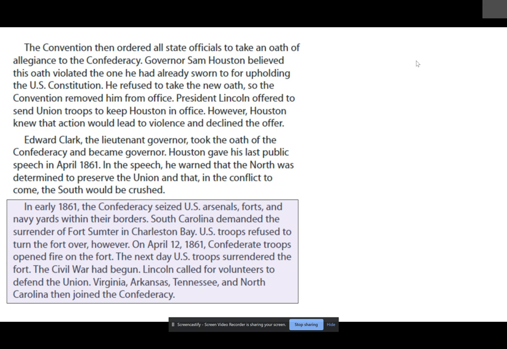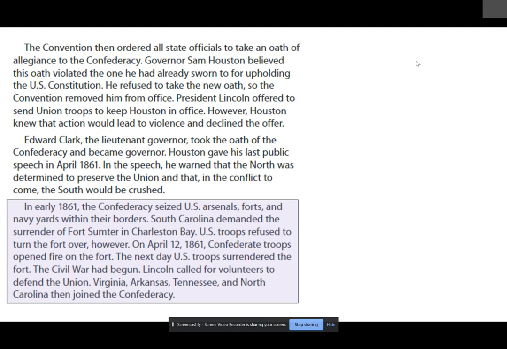Governor Sam Houston believed this oath violated the one he had already sworn to for upholding the U.S. Constitution. He refused to take the new oath, so the convention removed him from office. President Lincoln offered to send Union troops to keep Houston in office. However, Houston knew that action would lead to violence and declined the offer. Edward Clark, the lieutenant governor, took the oath of the Confederacy and became governor. Houston gave his last public speech in April 1861. In the speech, he warned that the North was determined to preserve the Union and that in the conflict to come, the South would be crushed.